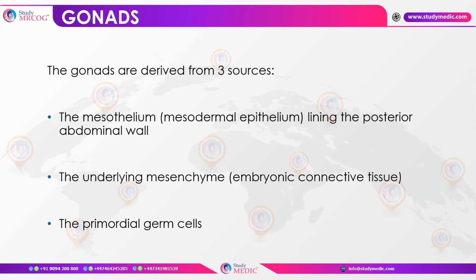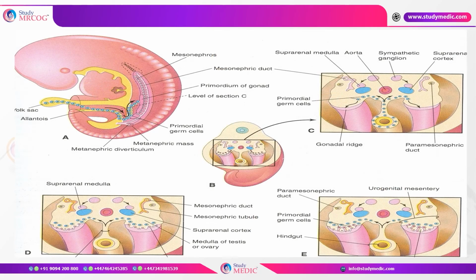Now, coming to the most important part, which is the development of the gonads. The gonads are derived from three different sources: the mesothelium, which is the mesodermal epithelium which lines the posterior abdominal wall. Second is the underlying mesenchyme, which is the embryonic connective tissue, and also the primordial germ cells. These primordial germ cells arise from the yolk sac and have to migrate towards the posterior abdominal wall. It is in the posterior abdominal wall where all the structures are going to be finally formed.